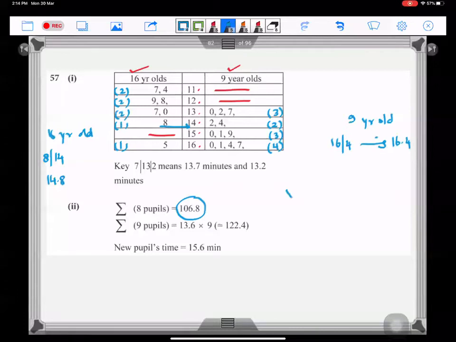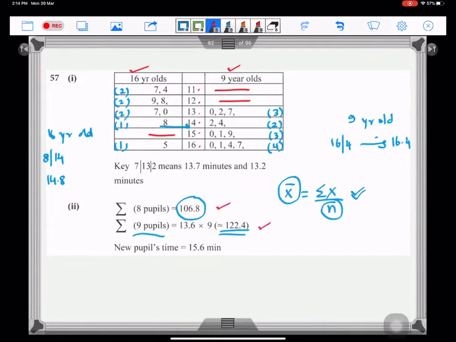And we remember this formula. X bar is sigma x over n. That means if I multiply x bar with n, I get sigma x. So I calculate sigma x for 9 people. That is 122.4. The difference between 106.8 and 122.4, this difference is 15.6 minutes. That is the time taken for the new person that joined the class. Okay, that was question 57, pretty straightforward.